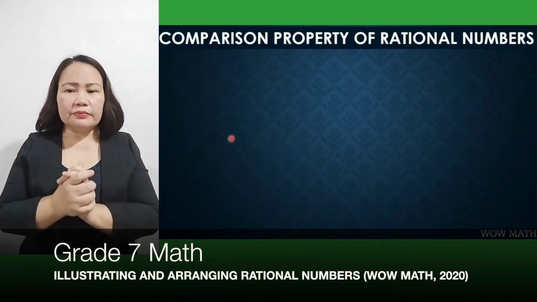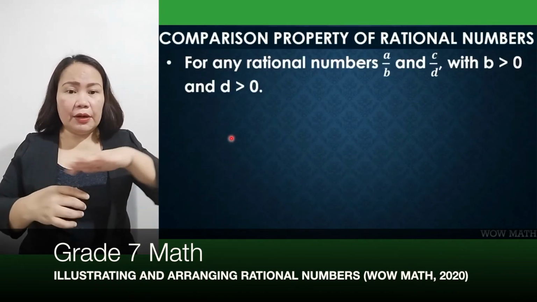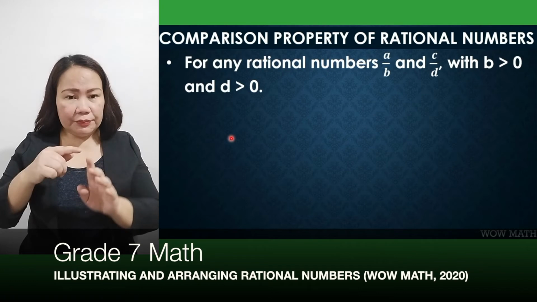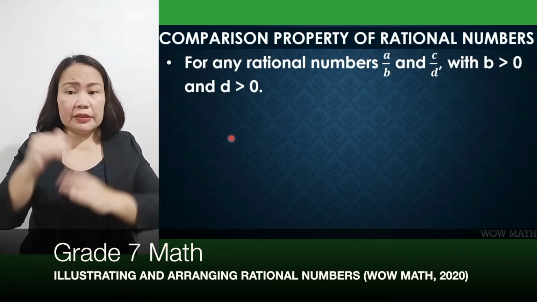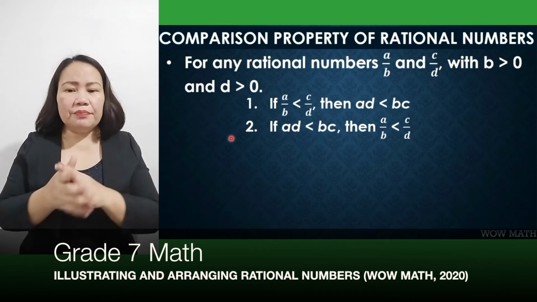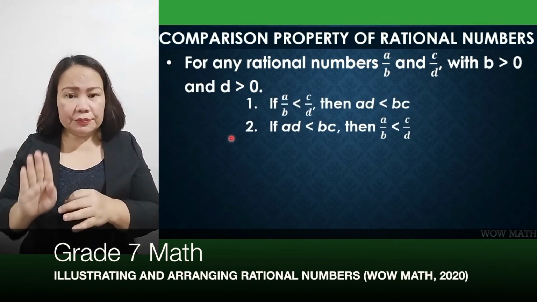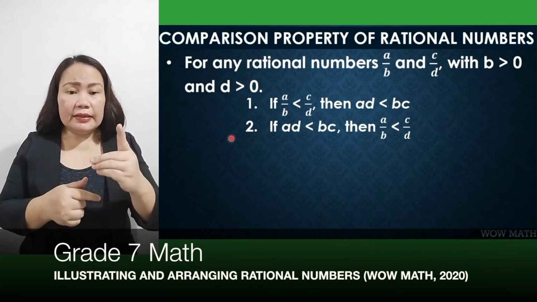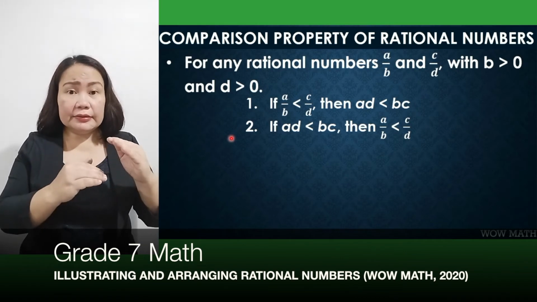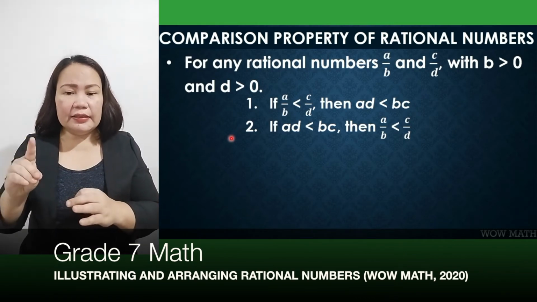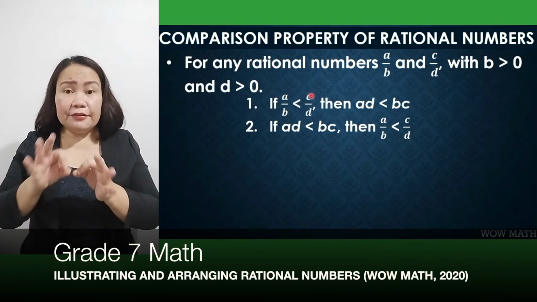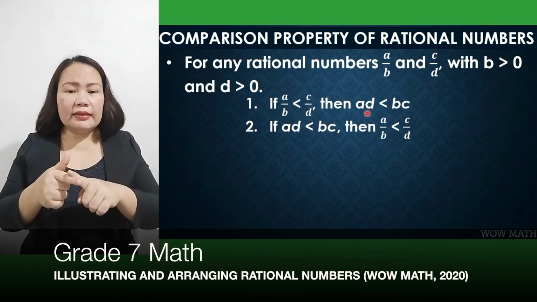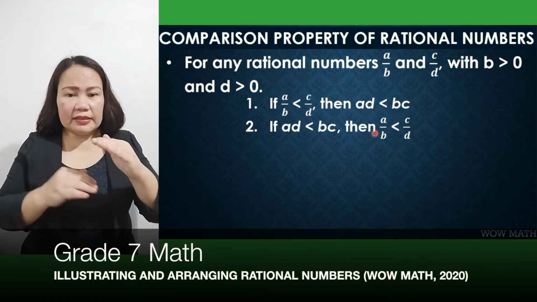Now, let's have the comparison property of rational numbers. So, for any rational numbers A over B and C over D, with B greater than 0 and D greater than 0. Okay, so remember that if A over B is less than C over D, then AD is less than BC. So, if AD is less than BC, then AB is less than CD. So, vice versa lang tayo. If CD is less than AB, then BC is less than AD. So, vice versa lang siya.